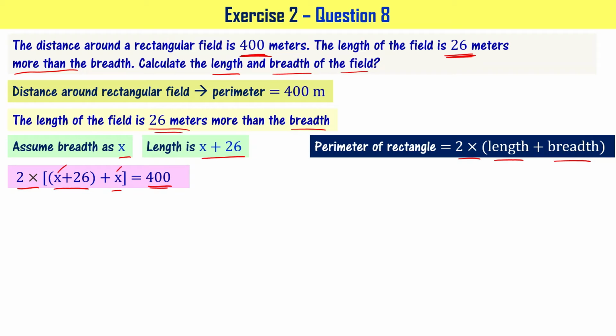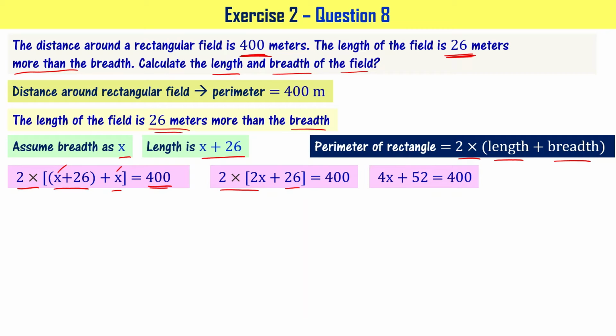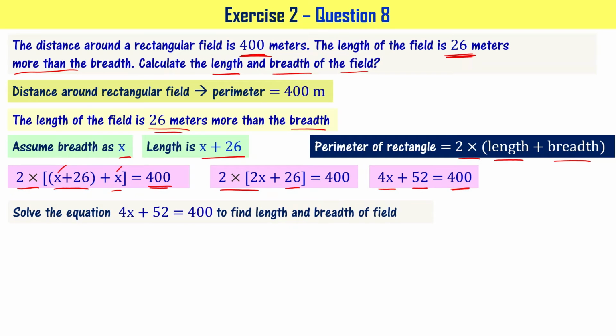X and x we have here, means I can write this as 2 times (2x plus 26) equal to 400, right? Now let me multiply this: 2 times 2x and plus 2 times 26. When you do that, it can be written as 4x plus 52 equal to 400, right? This is a linear equation in a single variable, right? Let us solve this equation to find length and breadth of the field.